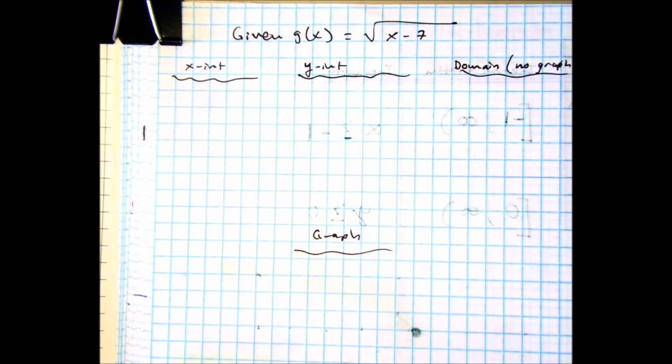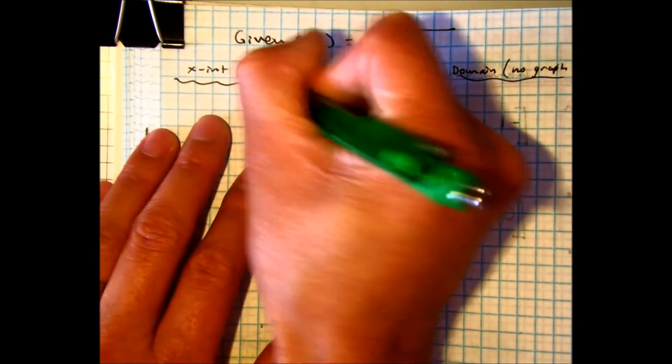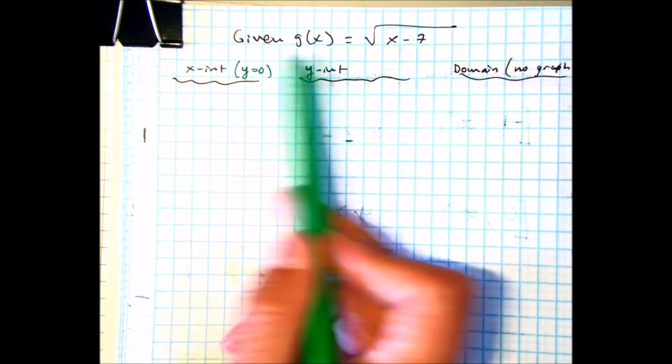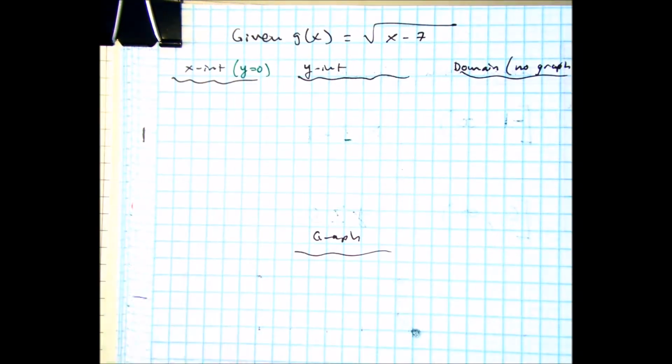Pamela, how do I find an x-intercept? Set the y equal to 0. Pamela, I don't have a y here. Can you tell me how to write it with a y?